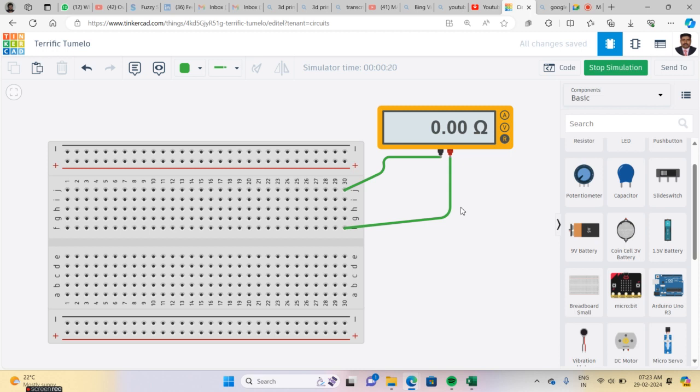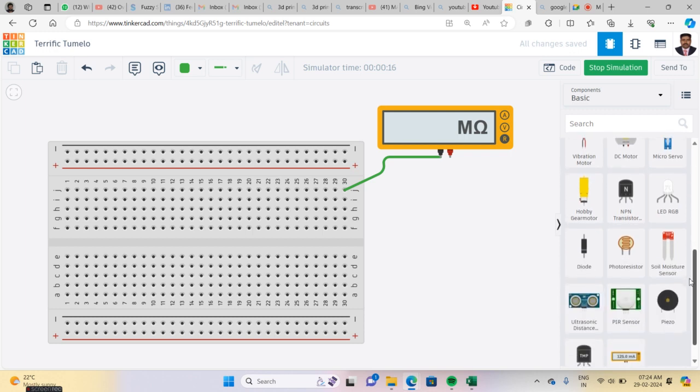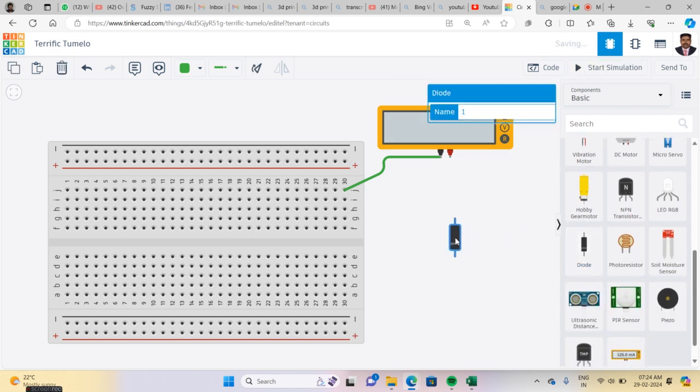Yes. If I connect in the PVC material, what will you get? You will get infinity ohm, an undetermined resistance value. If it is an insulator, the resistance will be infinite. Then, this is your semiconductor, diode.